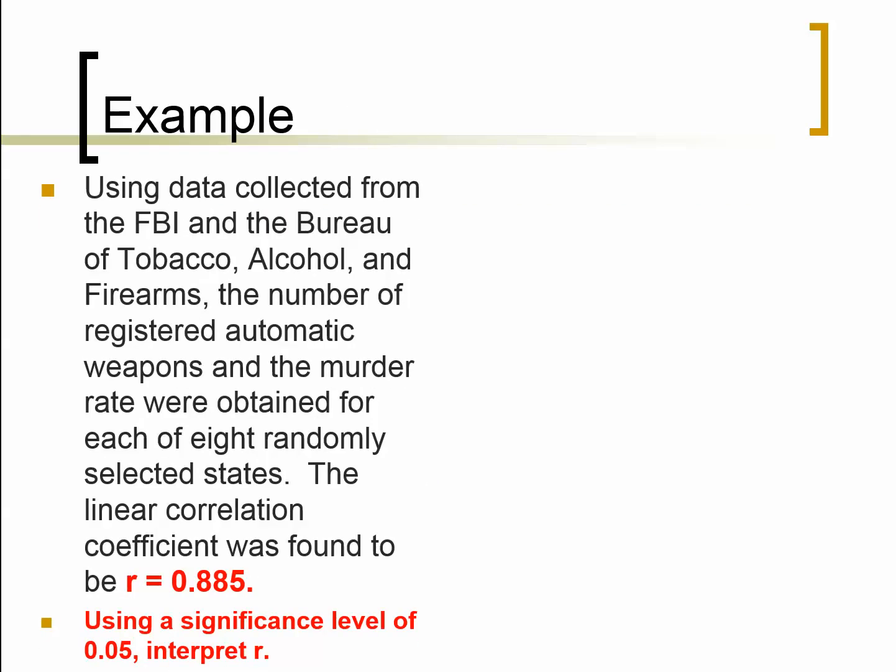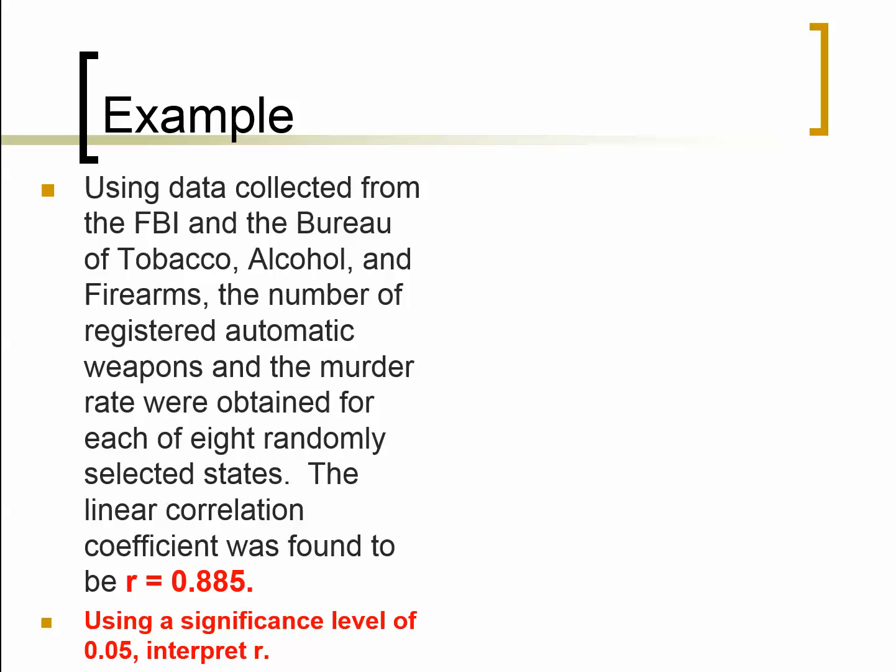Using data collected from the FBI and the Bureau of Tobacco, Alcohol, and Firearms, the number of registered automatic weapons and the murder rate were obtained for each of 8 randomly selected states. The linear correlation coefficient was found to be R equals 0.885. Using a significance level of 0.05, interpret R.